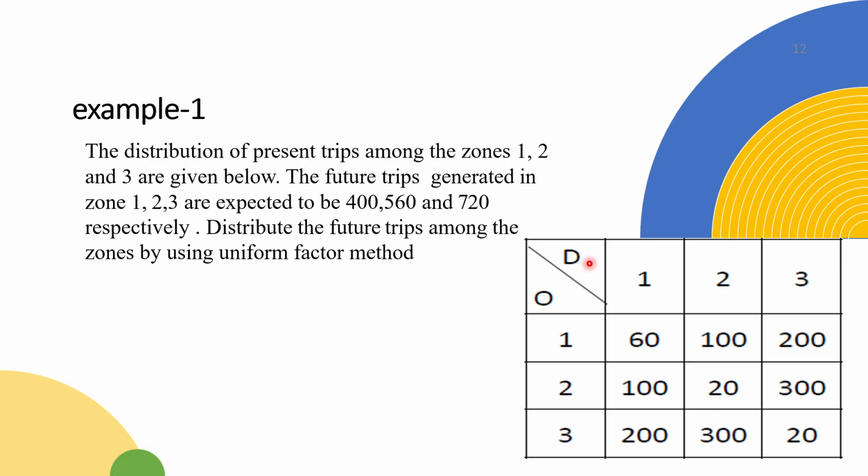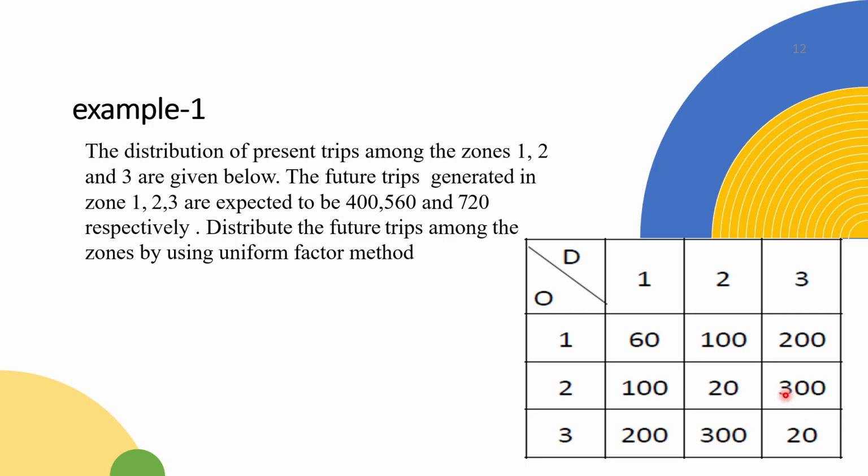So in the origin destination matrix, from 1 to 1 means within zone 1, the total number of trips is 60. From zone 1 to zone 2, there are 100 trips occurring, and from zone 1 to 3, 200 trips are occurring. Okay, so 2 to 1 means from zone 2, 100 trips are moving towards zone 1, and from zone 2 only 20 trips are within zone 2 itself, and from zone 2 to zone 3 there are 300 trips.